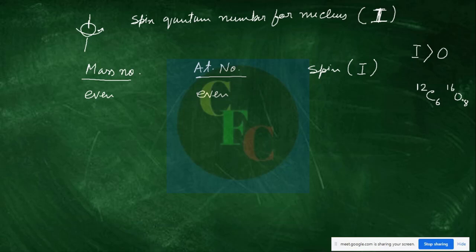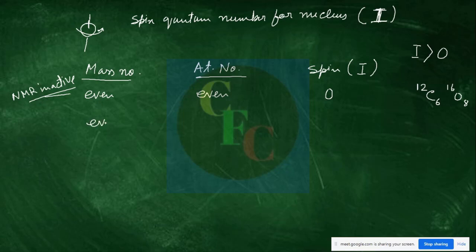In these cases, the spin number is found to be 0. Right? So they are not NMR active. They are inactive. We will not consider this in our lecture now.